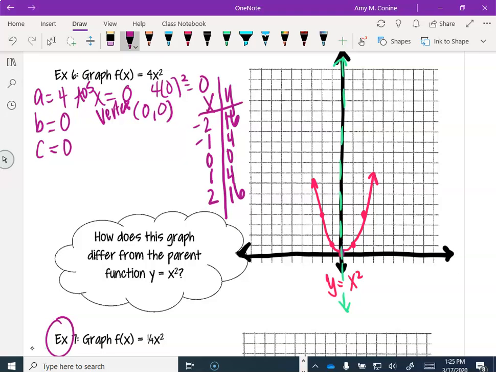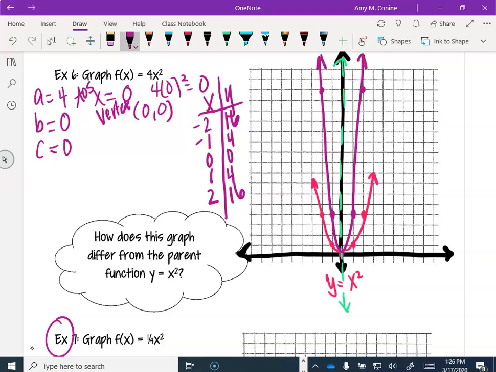So for 1, it's going to be 1 and then 4. So 1, 2, 3, 4. Same on this side for -1. And then let's see if we can graph the 16. So 1, 2, 3, 4, 5, 6, 7, 8, 9, 10, 11, 12, 13, 14, 15, 16. That's awesome. So it's going to be the same on this side as well. And then we're going to graph this into the best U shape that we can without it becoming a V.